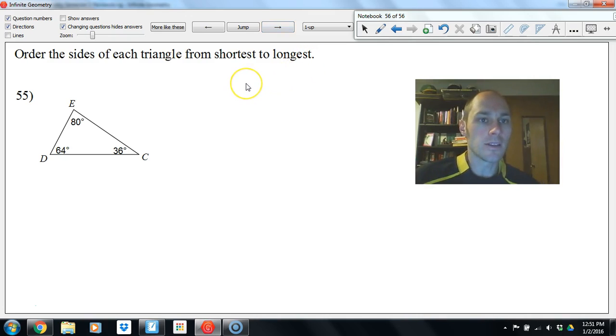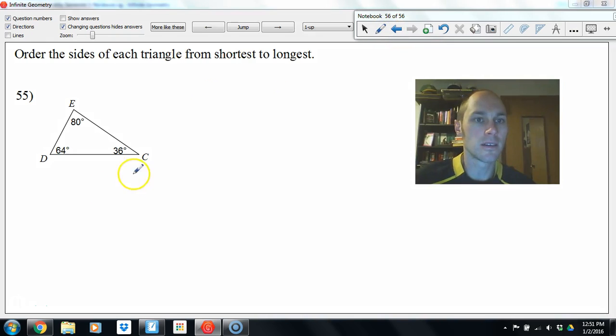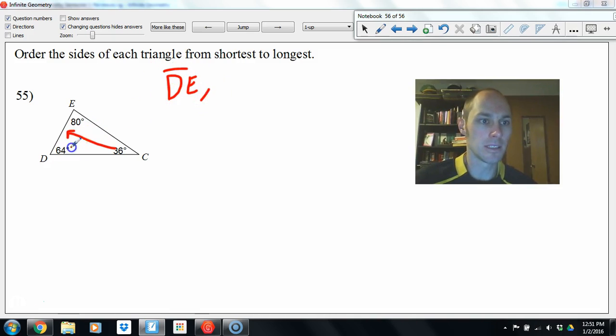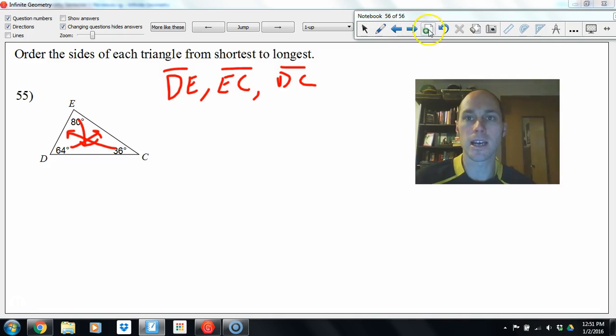Now, taking a look at the angles, we can figure out the relationship between the sides, shortest to longest. Well, the shortest side will be opposite the smallest angle. So DE, next smallest would be EC, followed by DC. So we can always tell across from that opposite side.